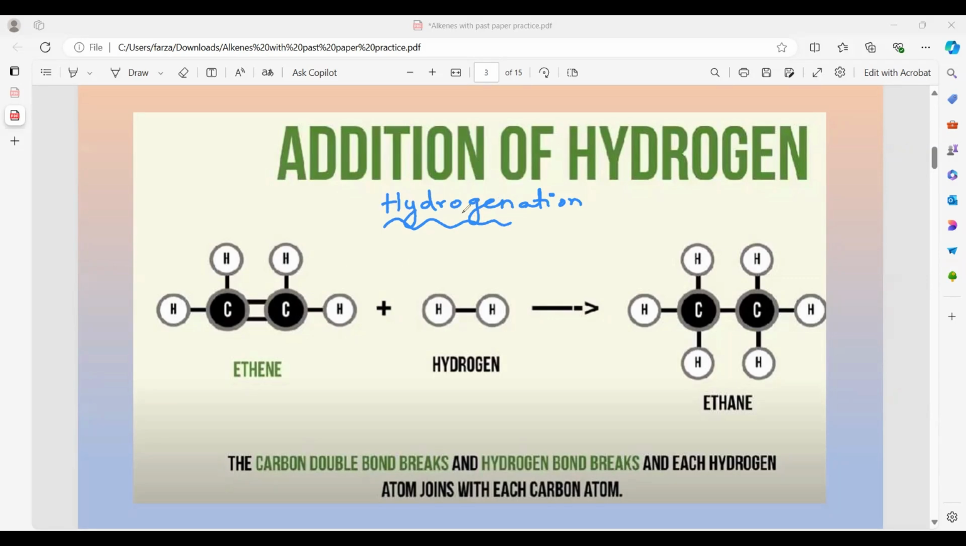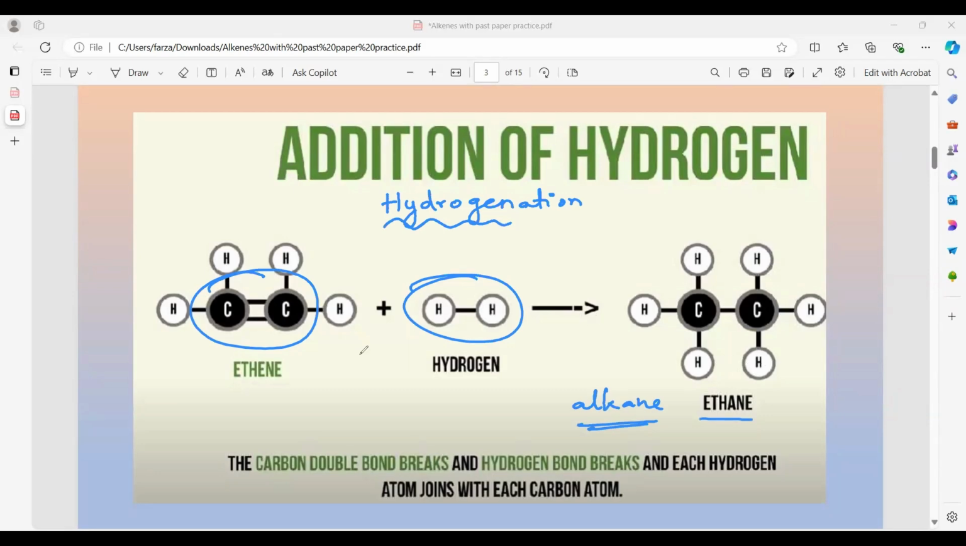So what happens here? In this case, the carbon double bond carbon breaks. The double bond breaks, and also the bond between the hydrogen molecule. So hydrogen atoms break open, and each hydrogen atom joins with each of the carbons that is here. As a result, it forms one molecule, and that's an alkane. So in this case, ethene reacted with hydrogen to form ethane.